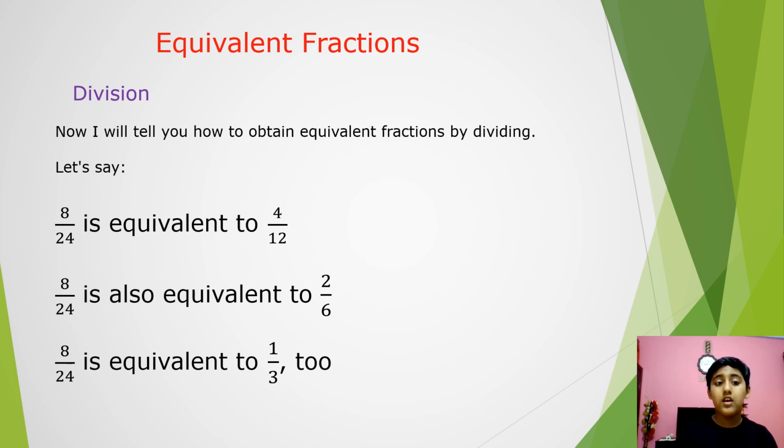get 12. 8 by 24 is also equivalent to 2 by 6. So if we divide 8 by 4, we get 2, and if we divide 24 by 4, we get 6. 8 by 24 is also equivalent to 1 by 3. So if we divide 8 by 8, the answer is 1, and if we divide 24 by 8, the answer is 3. So that is another equivalent fraction of 8 by 24. Moving on to the next slide.